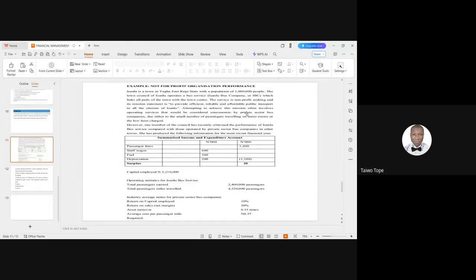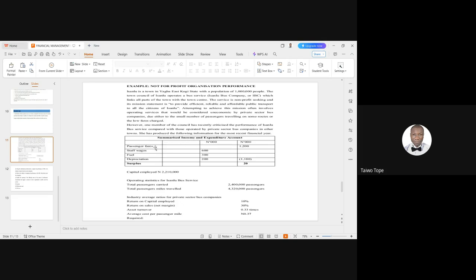Attempting to achieve this mission often involves operating services that will be considered uneconomic by private sector bus companies. So as IBC, the Isanlu Bus Company, tries to provide these services, the private sector will see it as uneconomical, because they are trying to make profits, but IBC is not trying to make profit, but to provide efficient, reliable, and affordable public transport to its citizens. So we have a summarized income and expenditure of this bus company.